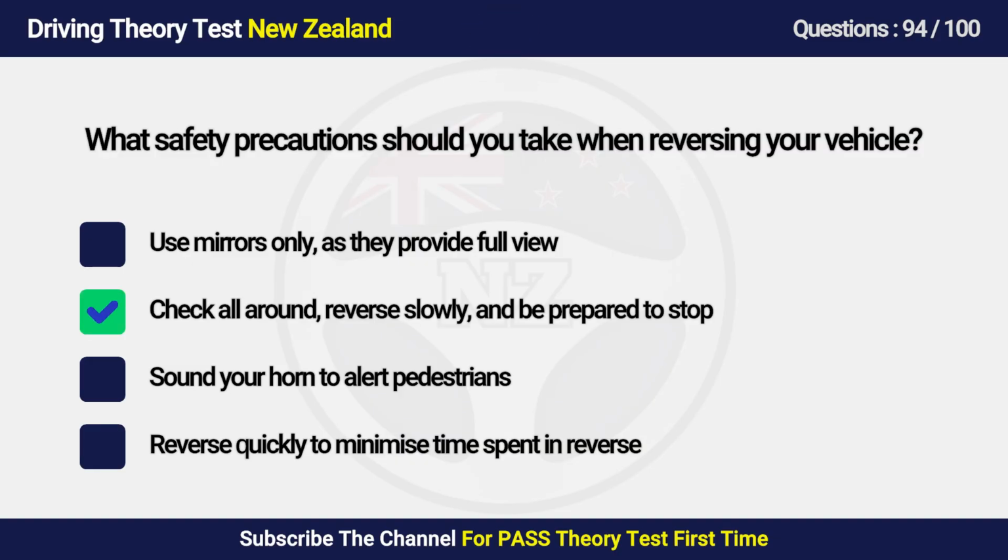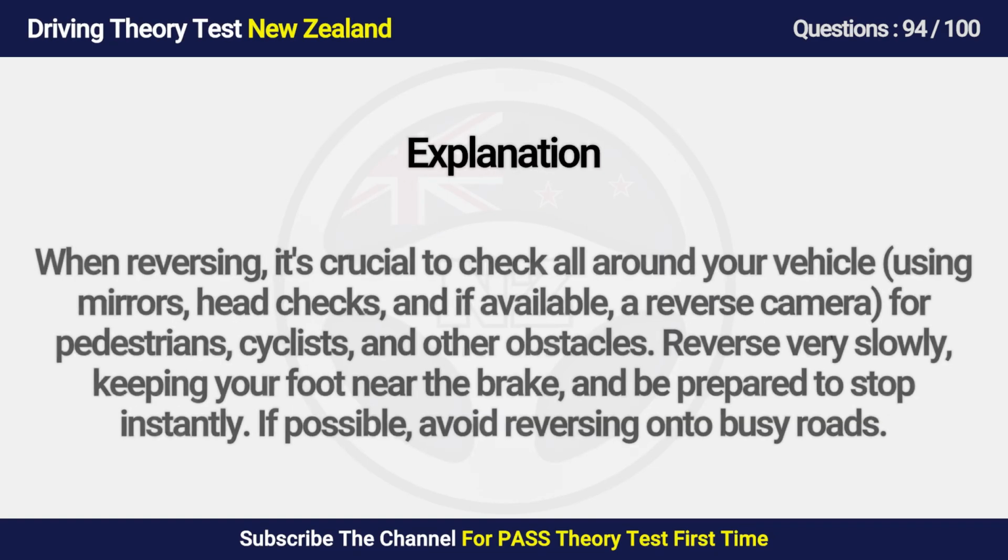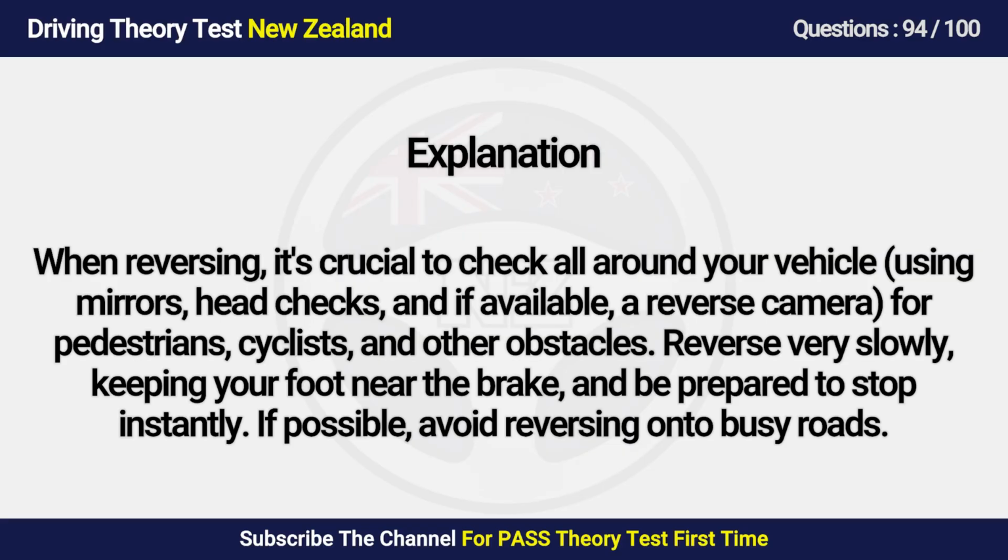Answer is B. Check all around, reverse slowly and be prepared to stop. When reversing, it's crucial to check all around your vehicle using mirrors, head checks, and if available, a reverse camera for pedestrians, cyclists, and other obstacles. Reverse very slowly, keeping your foot near the brake and be prepared to stop instantly. If possible, avoid reversing onto busy roads.